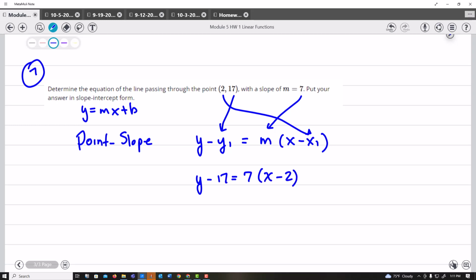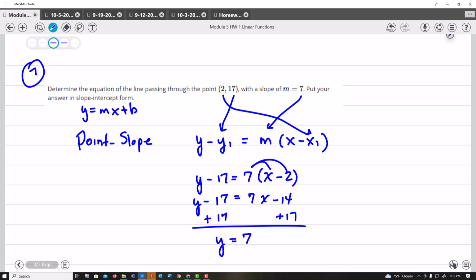To put it in slope-intercept form basically just means to solve it for y. So 7x minus 14 distributed. And then I'm going to add 17 on both sides, and I get y equals 7x plus 3.